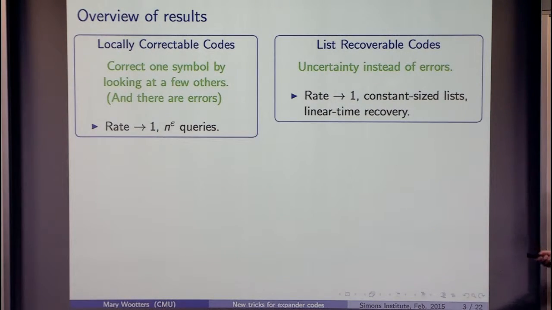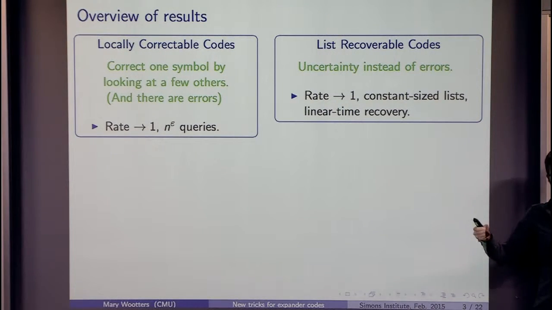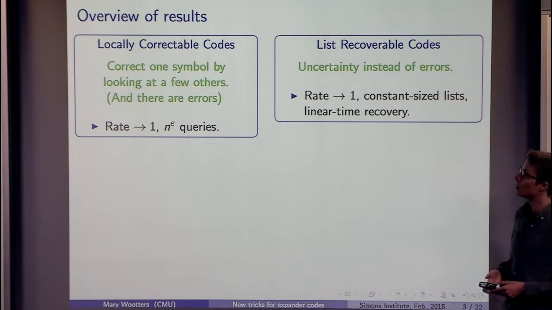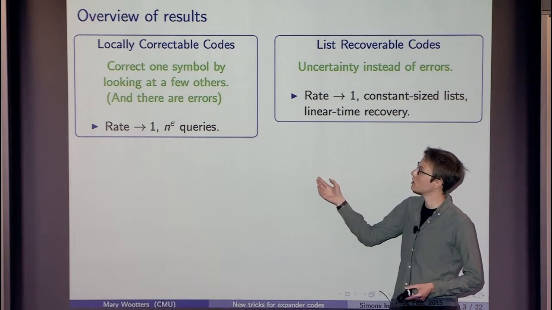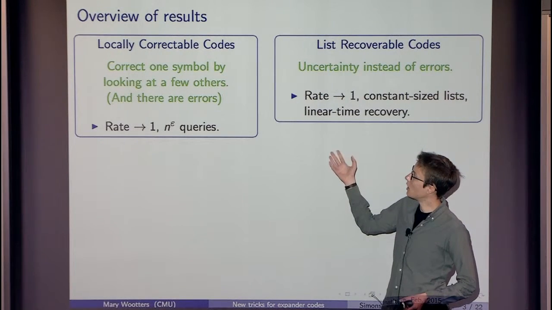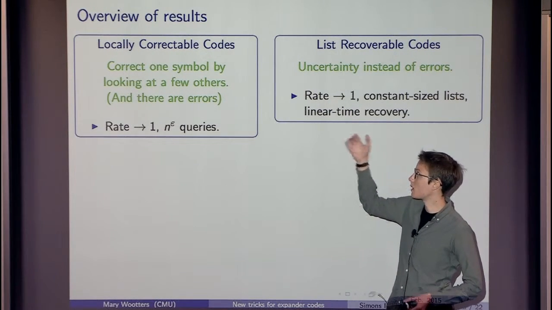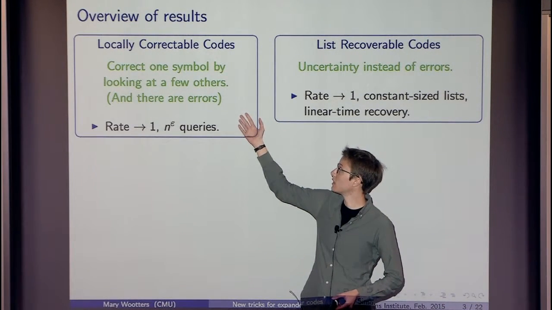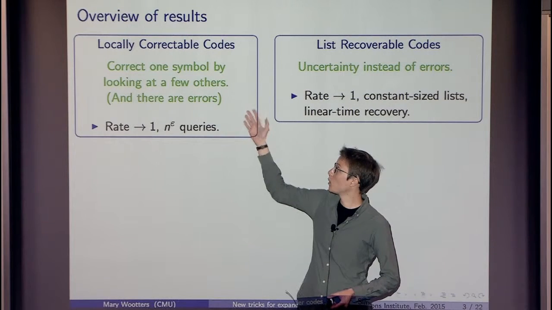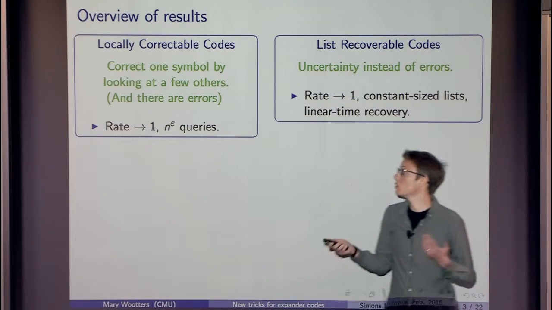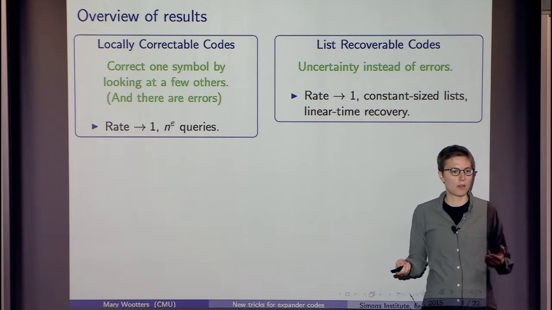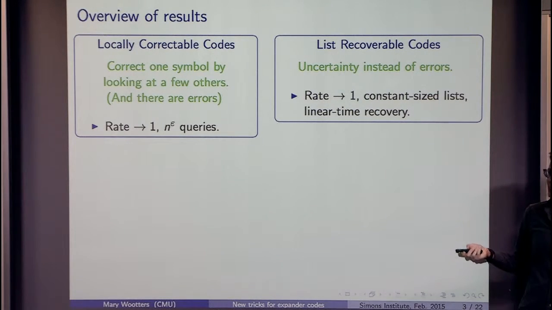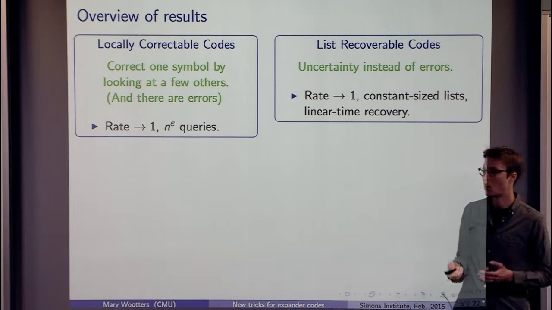Let me give a brief overview of what that means and the types of results we get, and I'll zoom in on detail as the talk goes along. So here's a slightly less zoomed out version. What we can get for locally correctable expander codes: local correction, very briefly, means that I can correct one symbol by looking at just a few other symbols. We've heard a lot about local recoverability, like in the last talk. This model is a little bit different because there are errors, so it's a harder model.